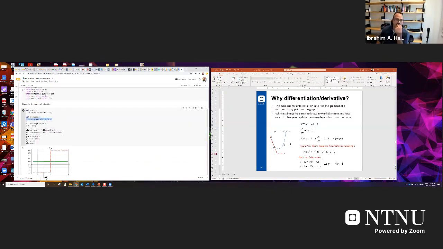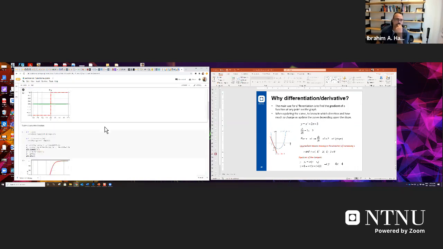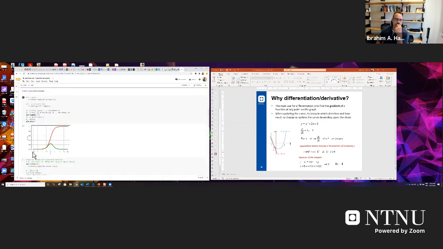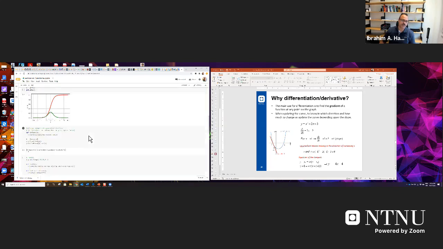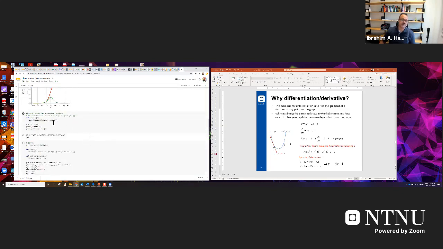So just in this case, it's a symmetric hard limit. Sigmoid activation function. We have the function and we have its first derivative, right? It's very important to plot its first derivative to understand its impact on the vanishing gradient problem.